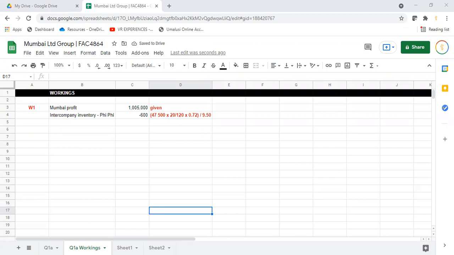We will have to look at what the cost, or the carrying amount, of these shares was at the date of sale, and then see if there was any gain or loss on the sale. Because remember, when Mumbai sold the shares, let's say they made a gain, a profit on the sale. They would have correctly included the profit in profit or loss.